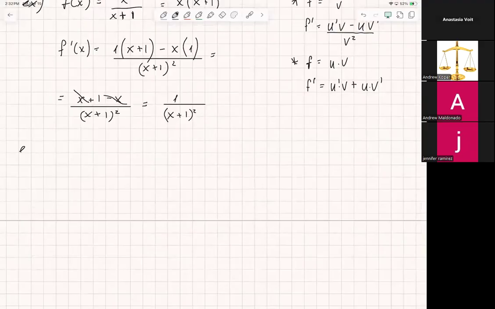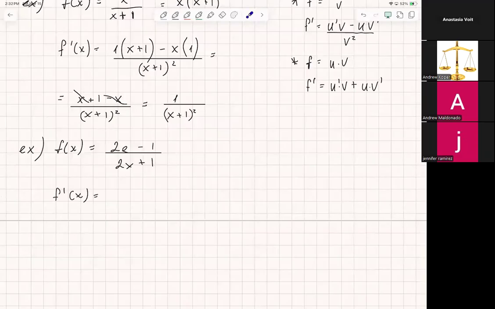Next problem. So we have f of x equals (2e minus 1) over (2x plus 1). Okay, e, that's just a constant, right? We know the value of that. It's 2 point something, 7 something something, right? So we are treating this 2e as a constant and minus 1 also as a constant. So we see that the whole numerator is a constant, right?